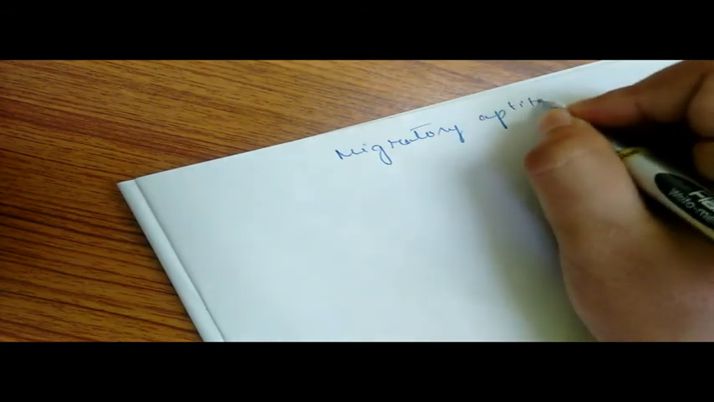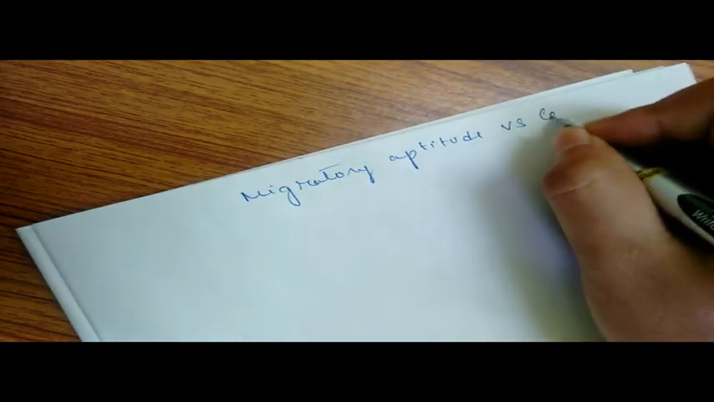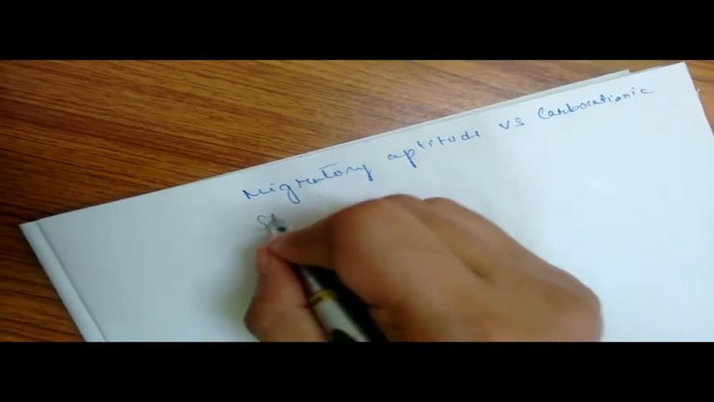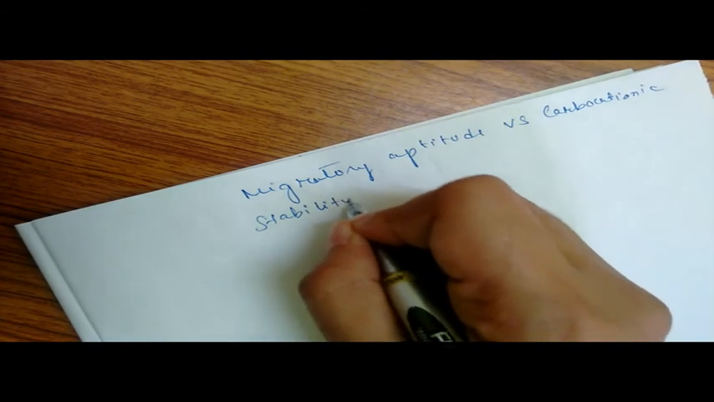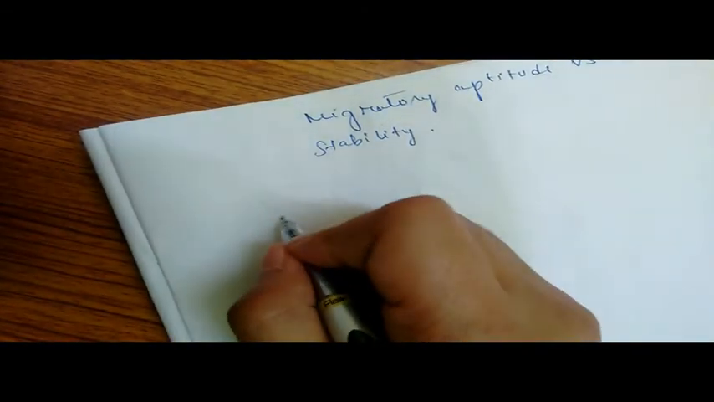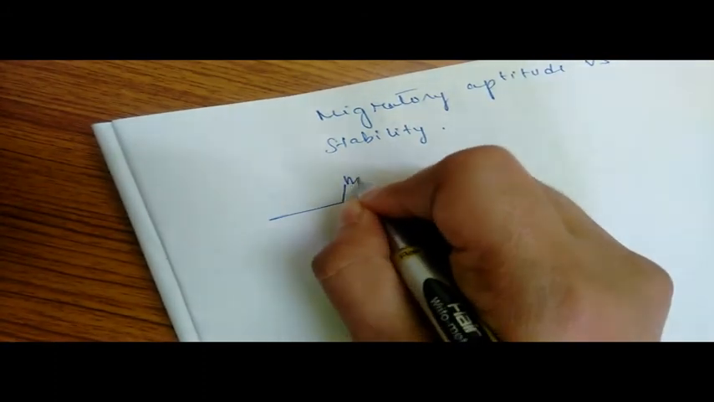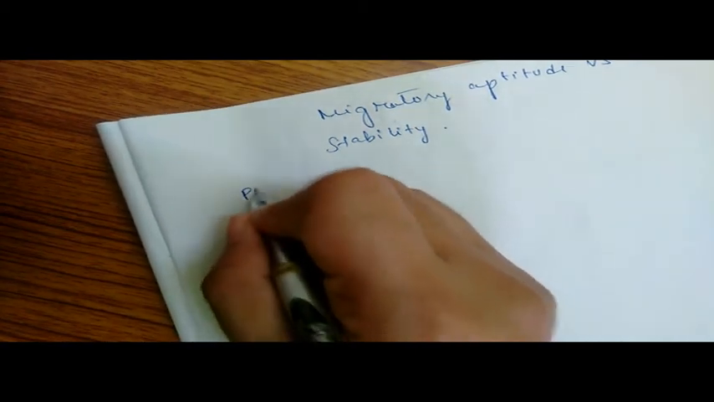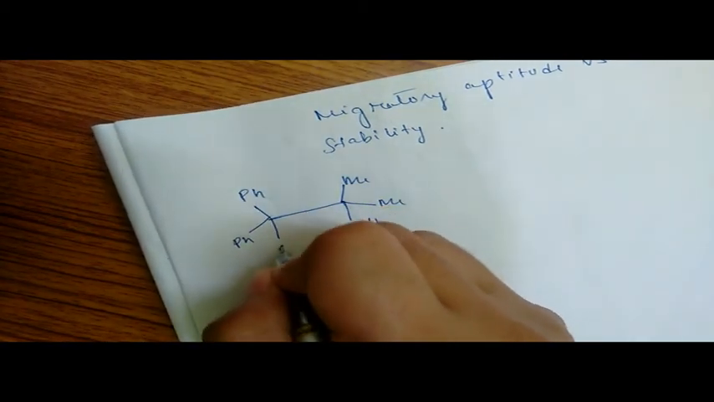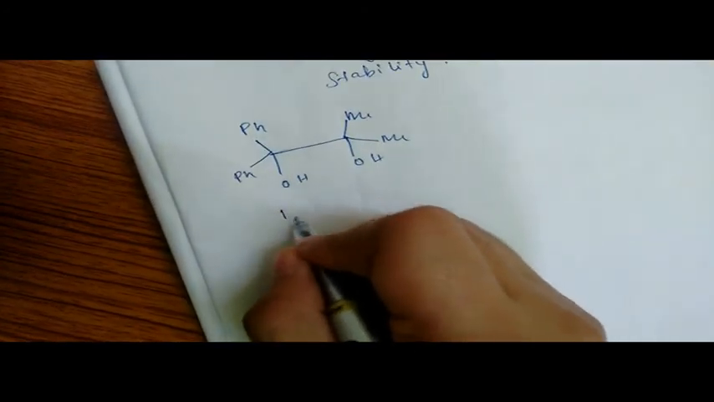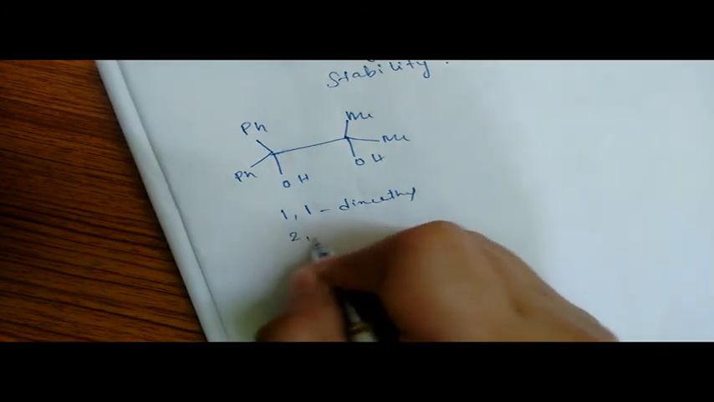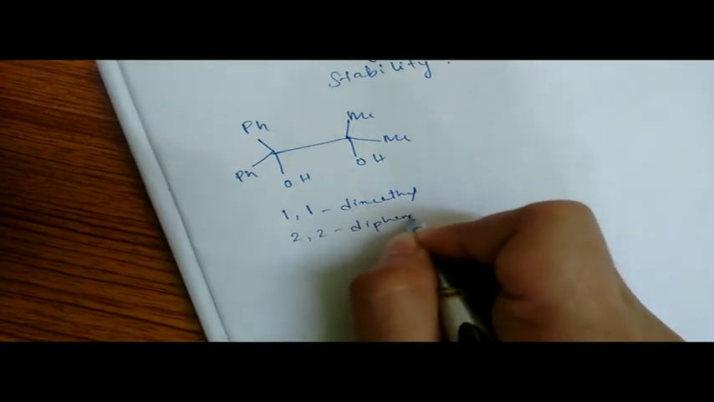Migratory aptitude versus carbocationic stability. So let's take an example, this one, whose name is 1,1-dimethyl 2,2-diphenyl glycol.